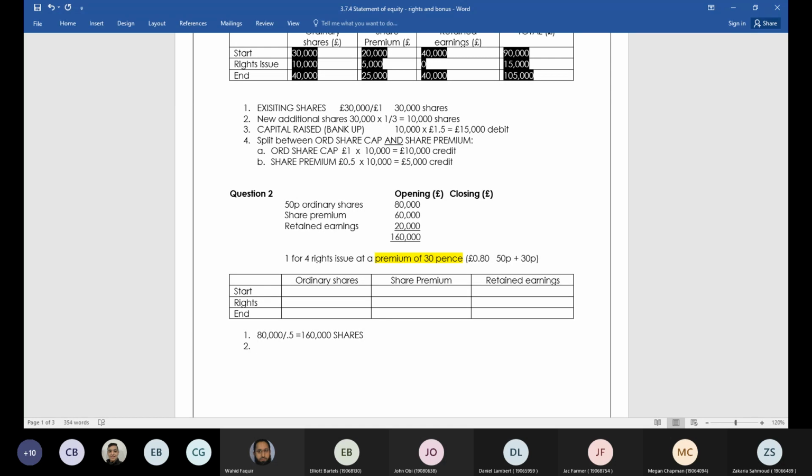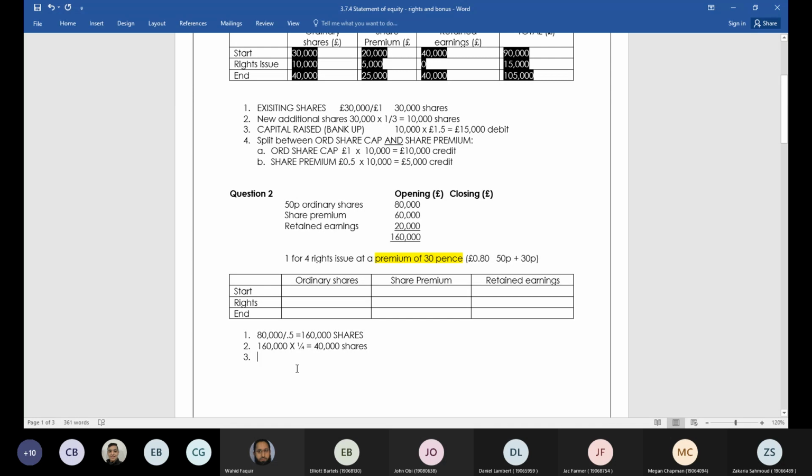New shares. That's 160 times by the ratio, which is 1/4. So we're adding another 40,000. Would you agree? Well, I'd like you to be committed. Ordinary is fine. Is the number of shares good? Additional number of shares, 40,000. Talk to me, guys. Is that 40,000 correct? Yep, thank you very much.